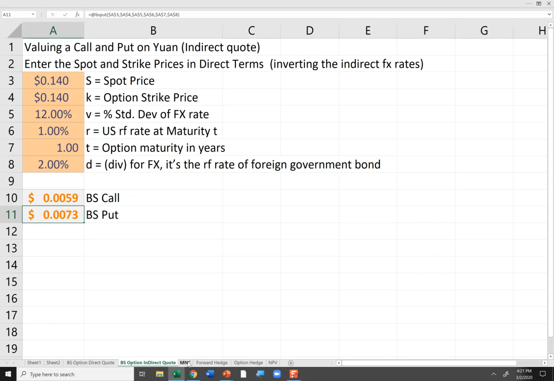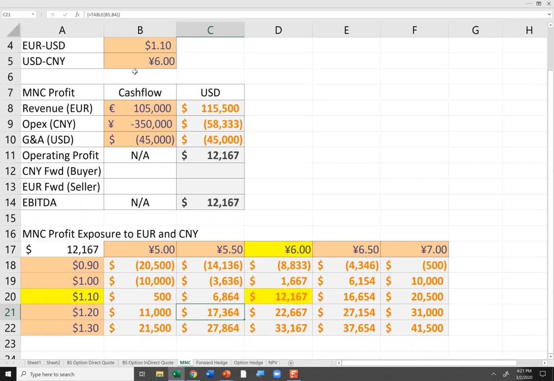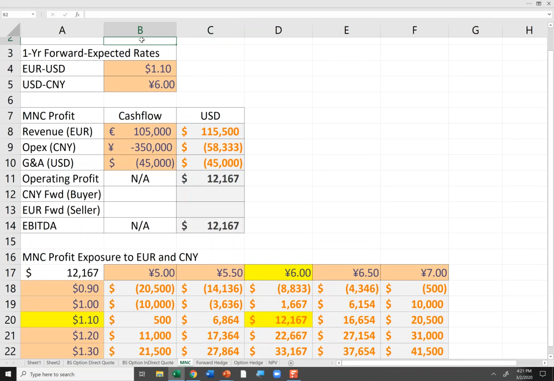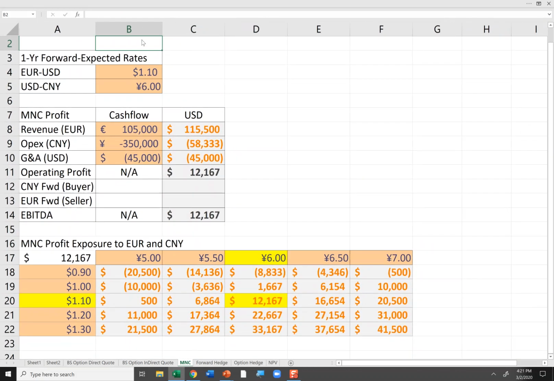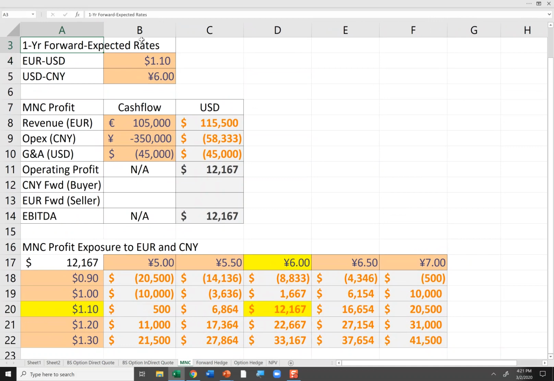I'm going to look at MNC, and what you see is a pretty simple business model. Let's say the expected exchange rate 1 year from now is $1.10 for the euro and 6 yuan per dollar. That's the expected exchange rate. That's also the forward exchange rate. Remember, according to unbiased forward rates, UFR, expected spot rates are forward rates.